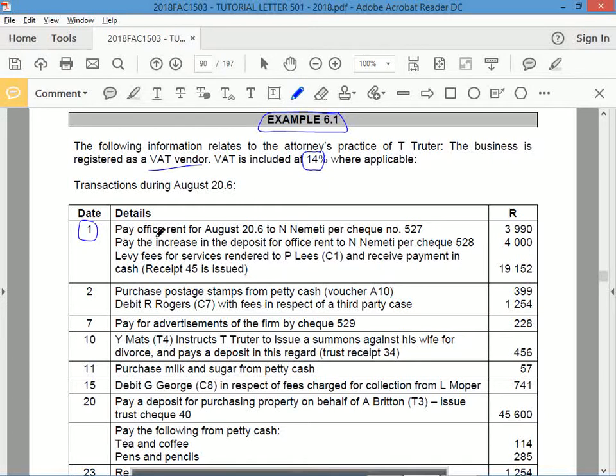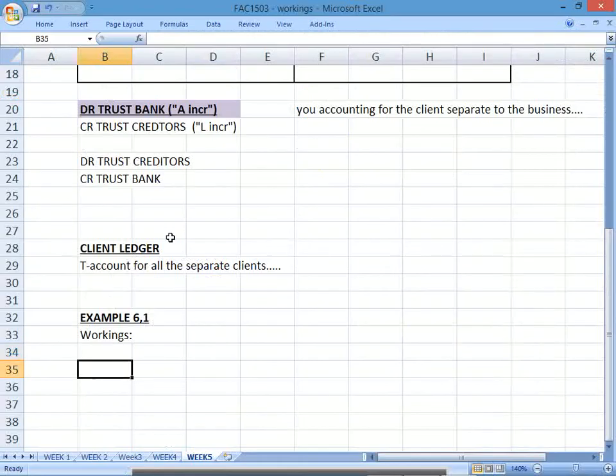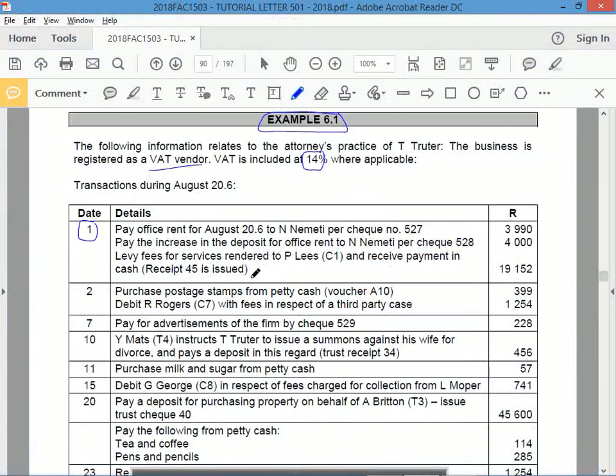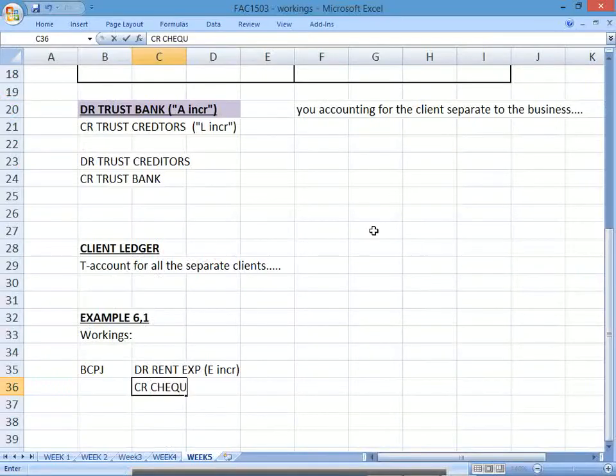So number one, pay office rent for August to N per check. If you're paying office rent, which journal? Yeah, business CPJ. Correct. So business CPJ. Right, and the working would have been debit the rent expense increase, credit bank. Why? You used a check. Will there be VAT on a purchase? Definitely. What VAT? Input VAT. So you would have debited input VAT, asset increase.